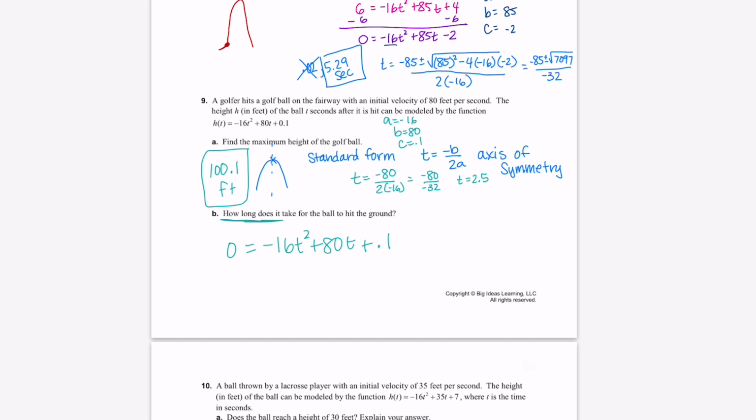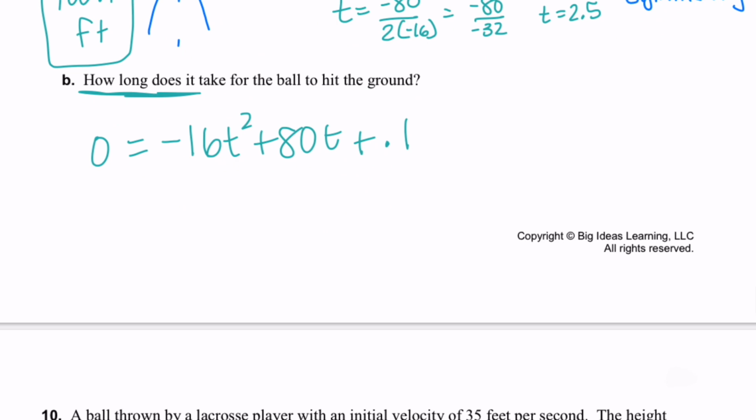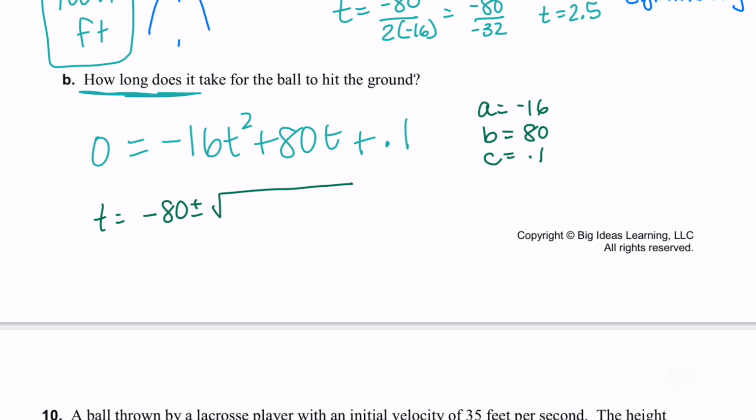We're going to use our quadratic formula. Instead of x equals, we're going to use t equals the quadratic formula. So we're going to say time equals, and write down our a, b, and c values. A is negative 16, b is 80, c is 0.1. T equals negative b, b is 80, so we have negative 80 plus or minus the square root of b squared minus 4 times a times c, all over 2 times a.